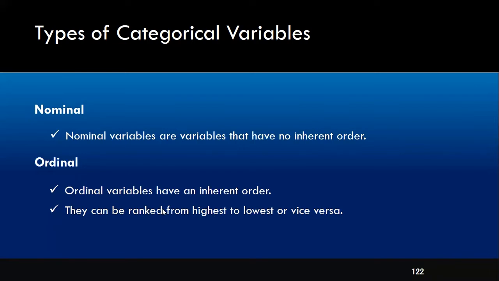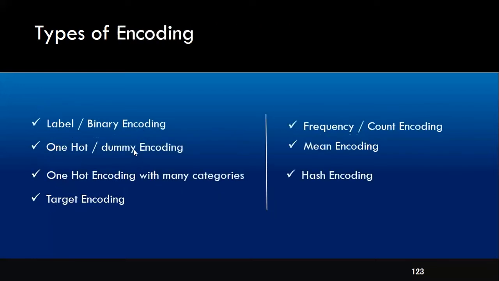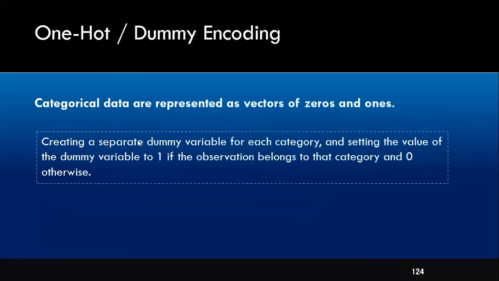So next, let us take a look at the different types of encoding: label and binary encoding, which is one type of encoding. And the next ones are one hot and dummy encoding, one hot encoding with many categories, and target encoding. Different types of encoding are there. We will take a look at the important encoding techniques which we use more frequently. We'll start with understanding one hot or dummy encoding.